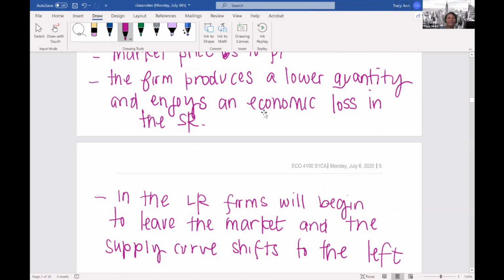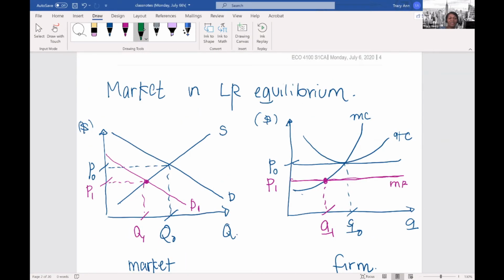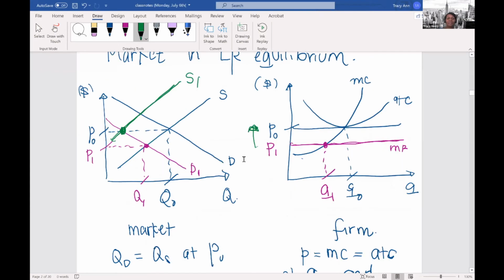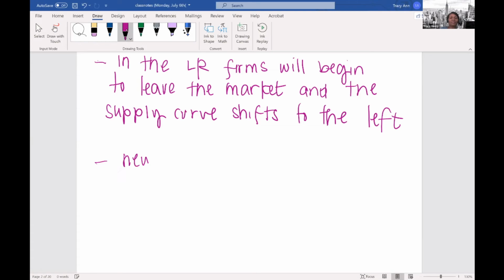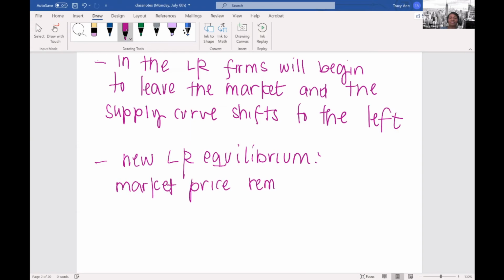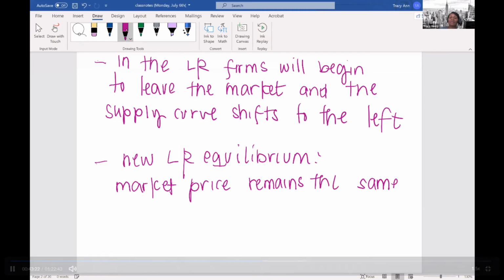I'm going to use a different ink to shift my supply curve to the left because I want you guys to see that this will continue until we get back to P0. So firms will leave, and this will continue until we get back to P0. Your market price remains the same. Your market quantity, however, decreases.